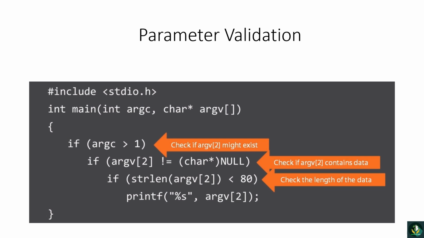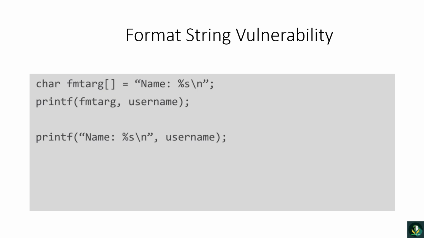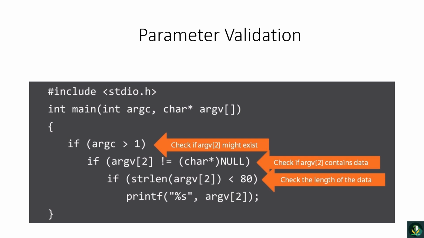So let's look back at how to fix the problem using parameter validation. Here is the same program, but written with secure coding practices in mind. First, we check that the program was run from the command line and that it contains at least two arguments. If argc's value is greater than 1, then the operating system is telling us that there are at least 3 arguments in the argv array.